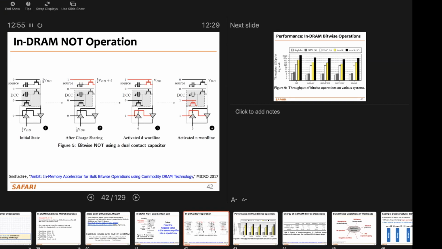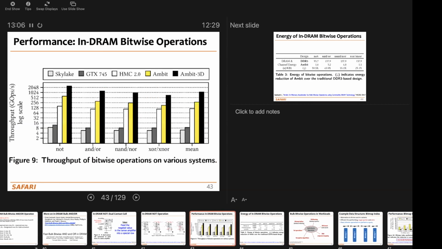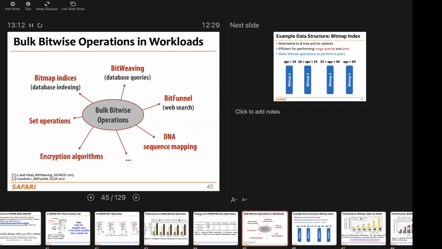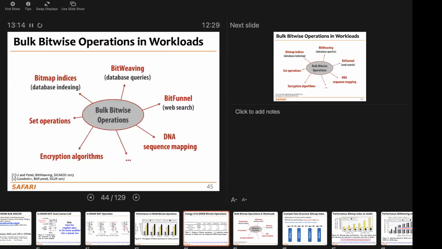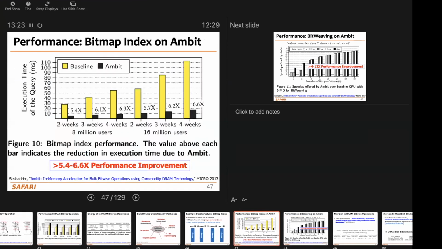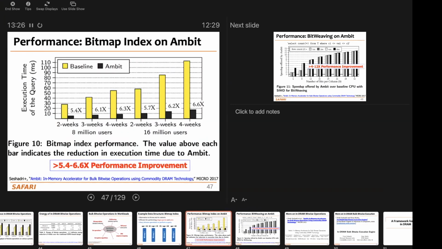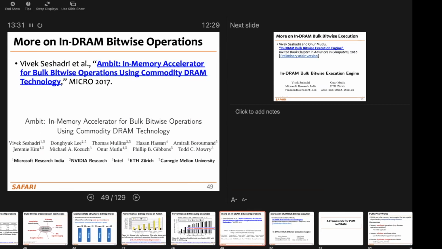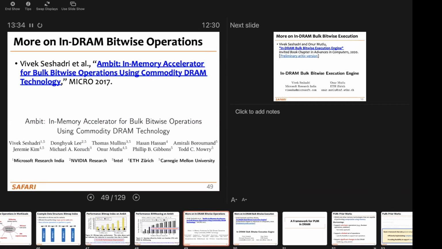Now that we have AND, OR, and NOT, it's possible to implement much more complex operations, arithmetic operations that can serve even more workloads. The Ambit paper already showed very good throughput for bitwise operations and a lot of energy savings, and also for some real workloads like bitmap indices, bit weaving, etc. They also showed some good end-to-end performance improvement. But you can check the details in the papers or in some of our other presentations.